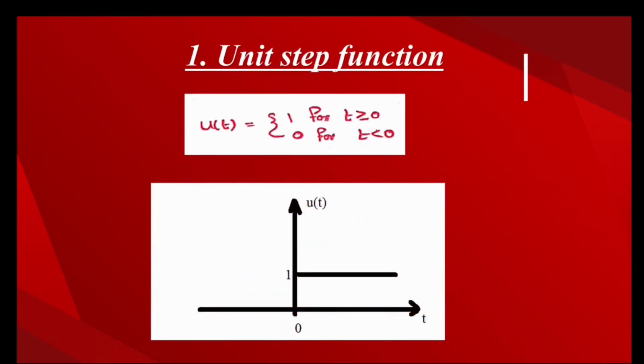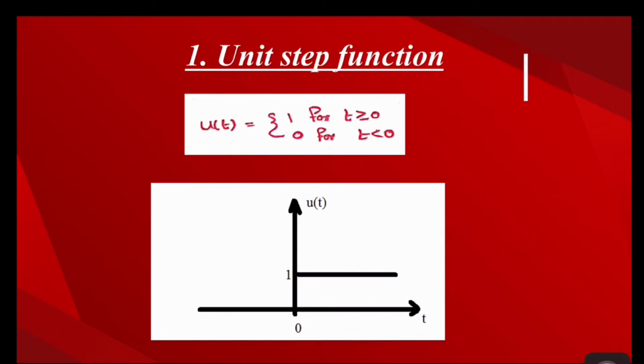This is the waveform. The independent variable t is plotted along the x-axis and the signal value is plotted along the y-axis. You can see the signal value is 0 for t less than 0. At t equal to 0, the signal value changes suddenly from 0 to 1. After that, it has a constant value 1. So, it is clear that the unit step function is discontinuous at t equal to 0.